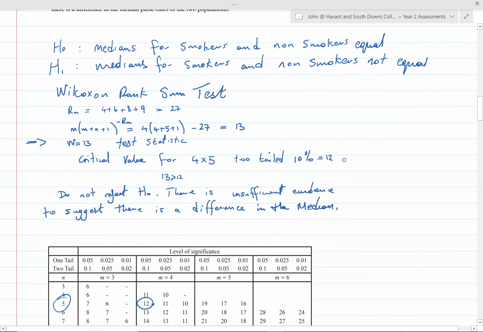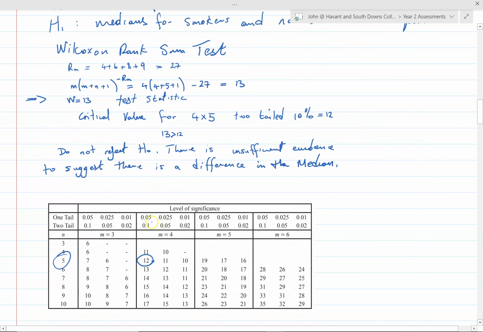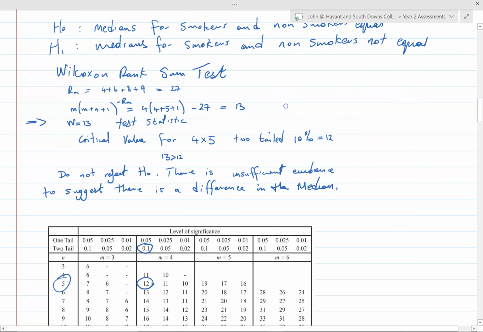Okay, two-tailed at 5%. No, two-tailed at 10%. So two-tailed at 10% is there. The critical value is 12. We need 12 or lower to reject the H0, and we've got 13 for our test statistic. So we do not reject H0. There is insufficient evidence to suggest there is a difference in the medians of reaction times between smokers and non-smokers. It's always good to give context.